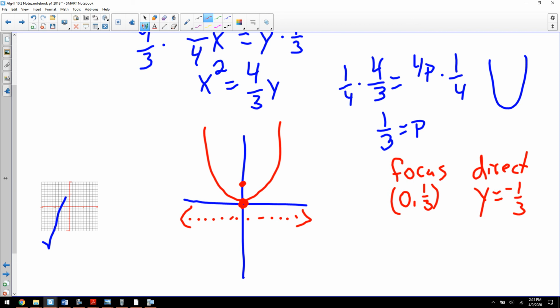Remember, the whole idea is the distance from the focus to the vertex is the same as the vertex to the directrix. That will always be the same distance.